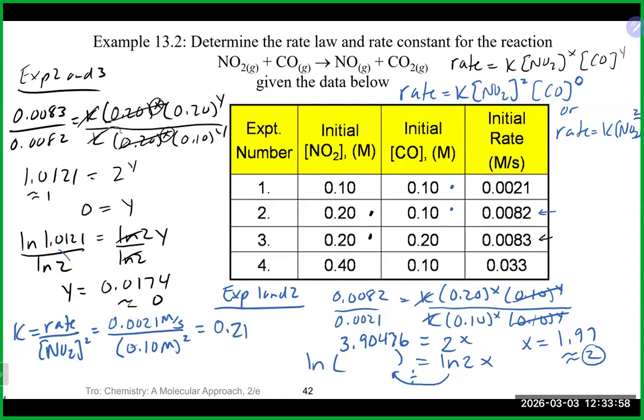0.21. Unit-wise, a molarity on top and one of them on the bottom is going to cancel, leaving you 1 over molar seconds. Again, the typical units we see for a second order reaction, which is what this would be, right? The overall order of this reaction, 2 plus 0, is a second order reaction. And again, we see our typical second order units for the rate constant. Yeah. Any questions on that there?